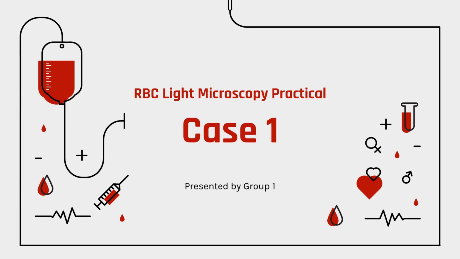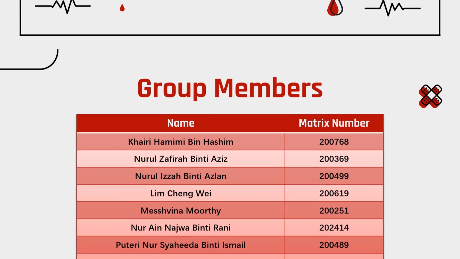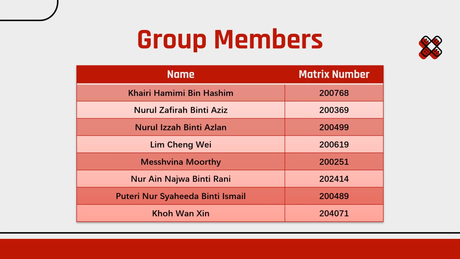We are from Group 1 and for today, we're going to be presenting on Case 1 of the red blood cell light microscopy practical. Before we start our presentation, here's a list of our group members' names and their respective matrix numbers.